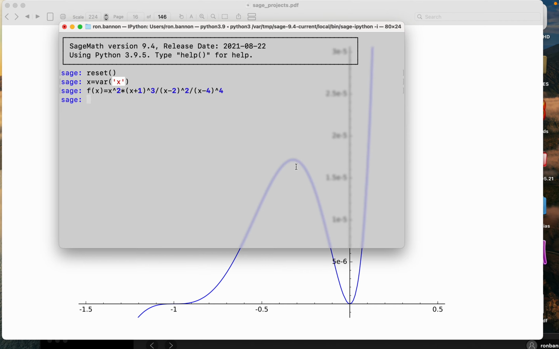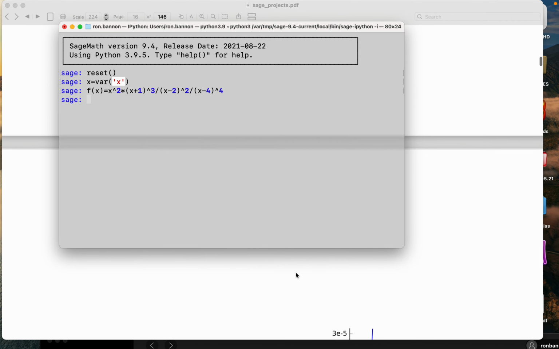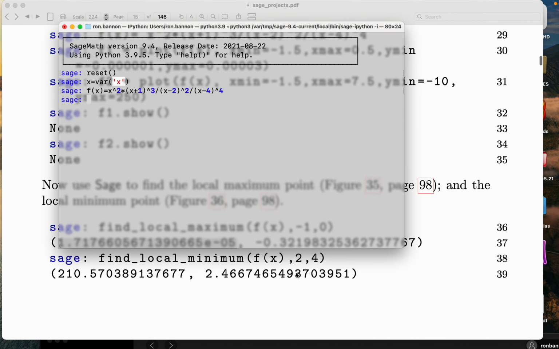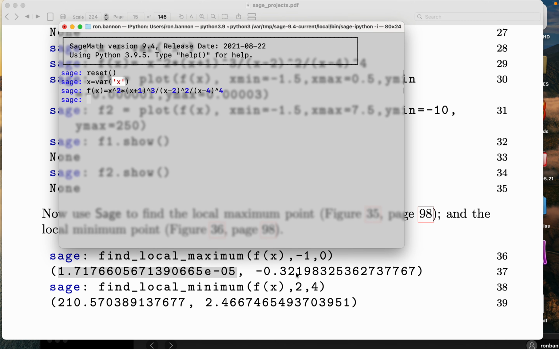Certainly you can get a better bound for that. But what I want to do is type in the command, and we'll talk about what the output's going to be. All right, I want to find local, find_local. I'm going to hit the tab key, and when I do that, a lot of stuff comes up. I'm going to use the cursor now, and what I want to do is find_local_maximum. All right, parentheses, f of x, and I'm going to say, could you stick between -1 and 0?